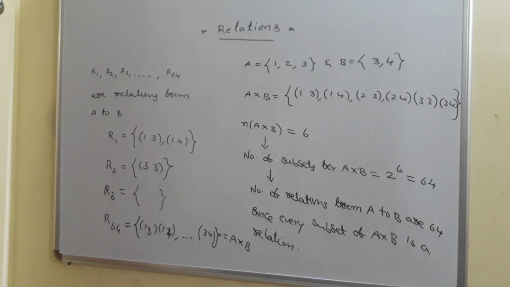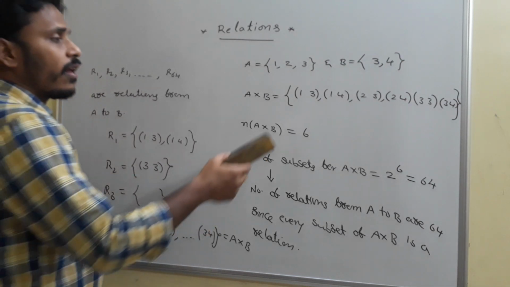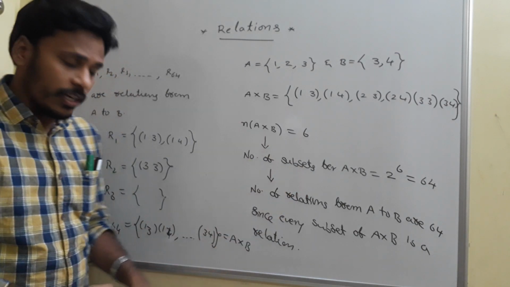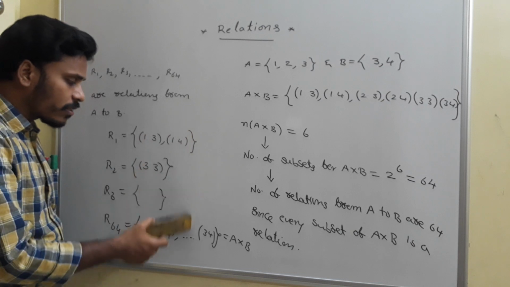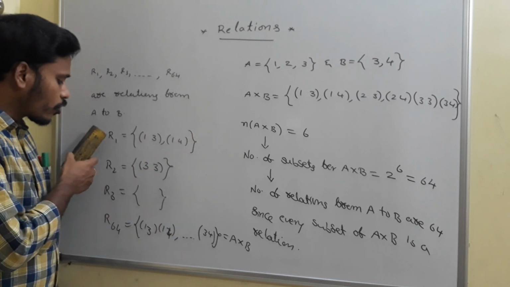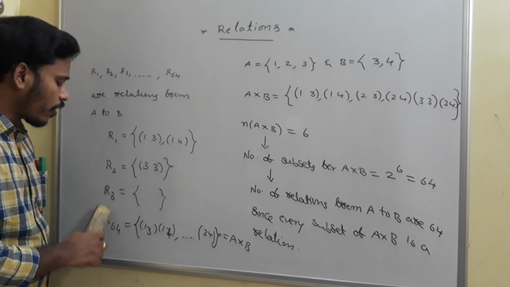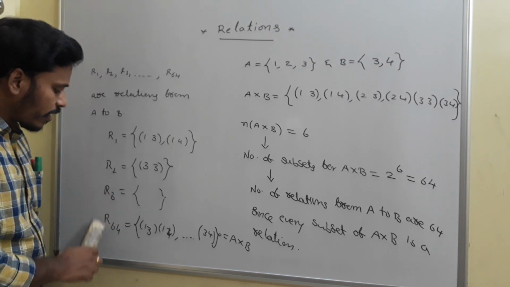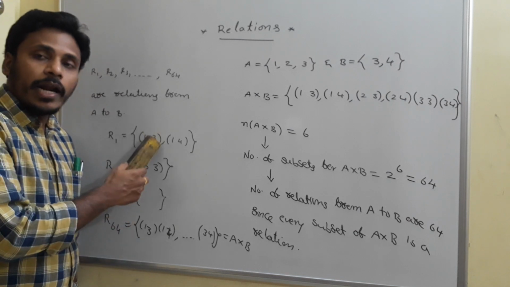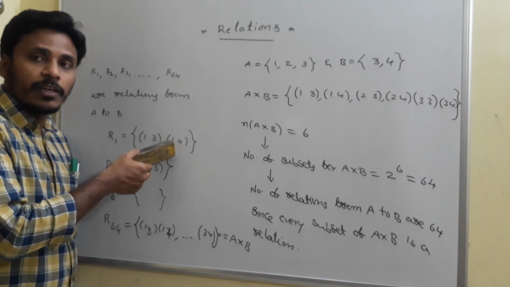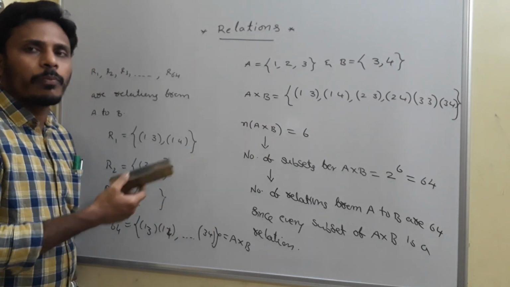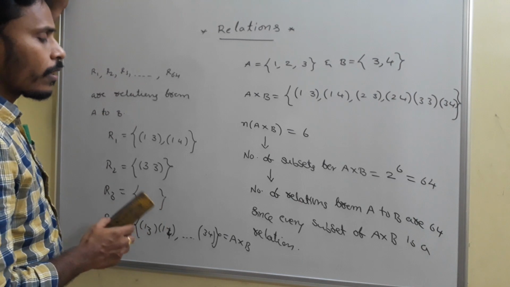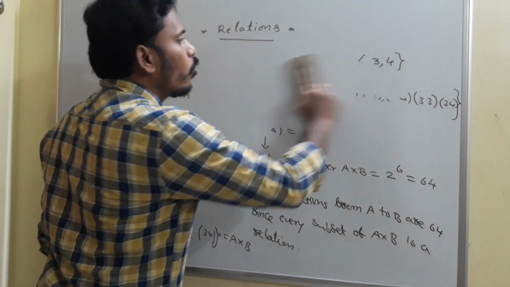Once again I am repeating: here, since A cross B has 6 elements, it consists of 64 subsets. Every subset is a relation, so I have a chance to write 64 subsets in such a manner. You don't give importance to these names like R1, R2, R3, R64. You just take any name as you wish and write the elements in this subset from this A cross B in your possible way. I am erasing this. And then the next point is the rule of a relation.